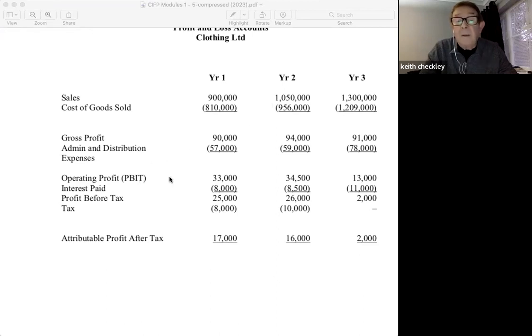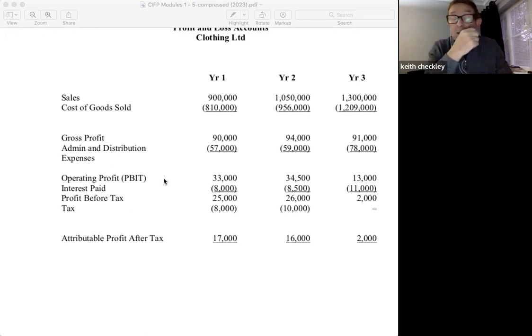The next line on the ratios was the operating profit. I said to you, that's profit before interest and tax. You can see why it's called that, because you can see interest is there, and tax is a bit further down. So this is the profit that's generated from the operations of the business. It's a very powerful ratio. As I say, the Americans call this EBIT, earnings before interest and tax.